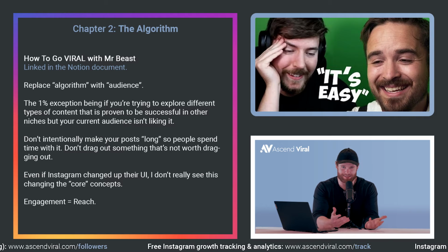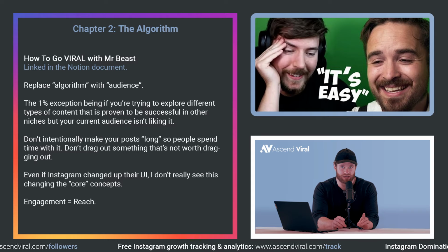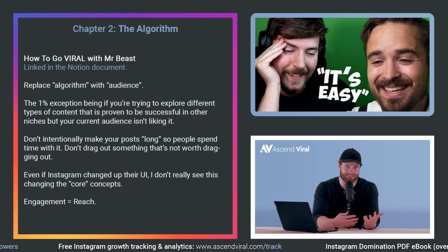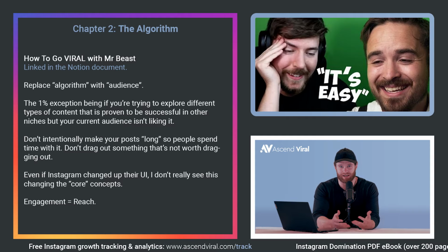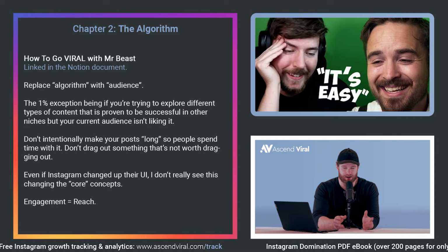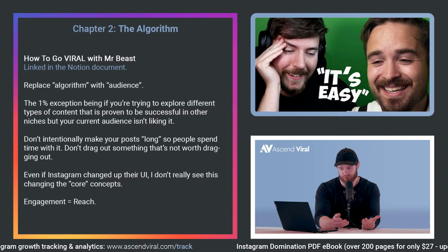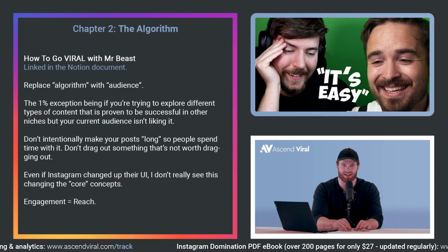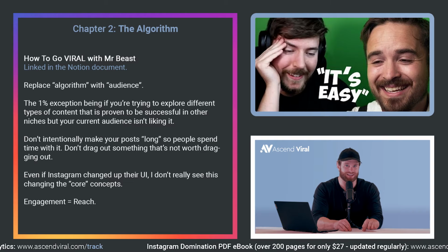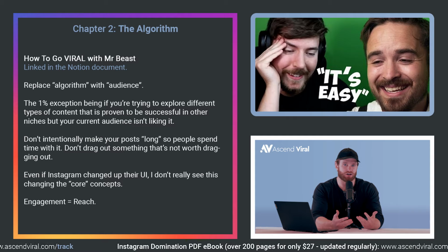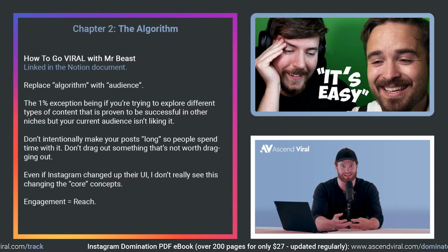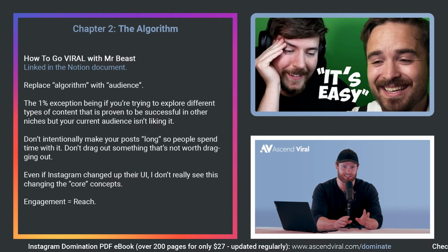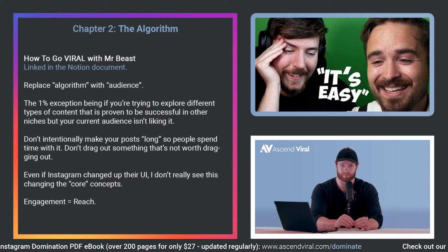And on Instagram, I think that's 99% true. And the 1% exception being if you're trying to explore different types of content that is proven to be successful in other niches, but your current audience isn't liking it. Then it's not the audience's fault, but it is the algorithm's fault. Again, that's a pretty rare example, but it does happen. So yeah, assuming you have real followers, a real audience, and you're posting consistent content within your niche, then it's not the algorithm that isn't enjoying your posts. It's your audience, because Instagram will only promote your content on the Explorer if your audience overwhelmingly likes it. And they'll only show the posts if people spend time with it. If people see it and instantly scroll, that's not a good sign.